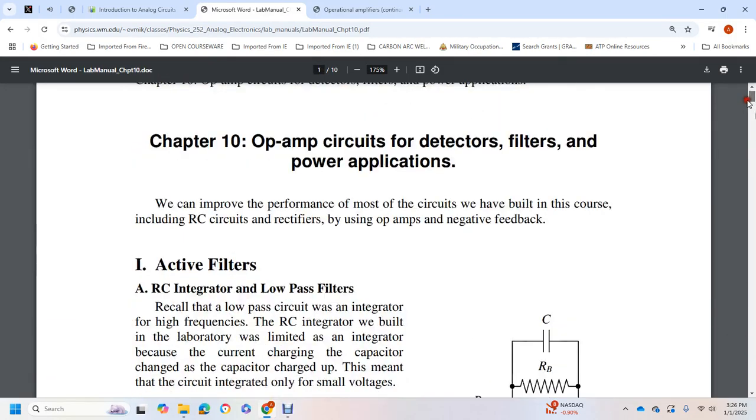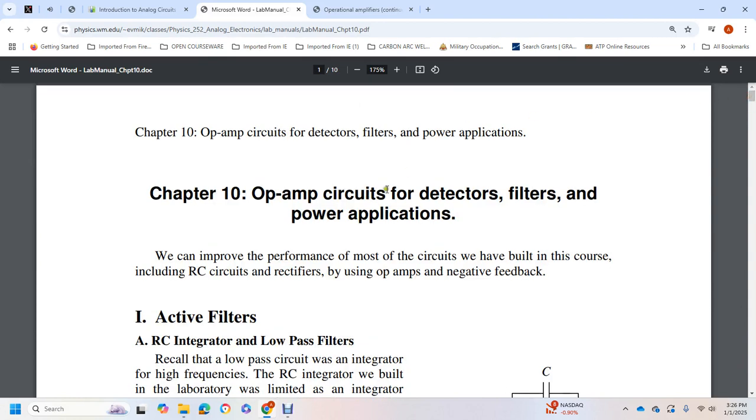Design exercises in the lab. That was Chapter 10, Op Amp Circuits for Detectors, Filters, and Power Applications.